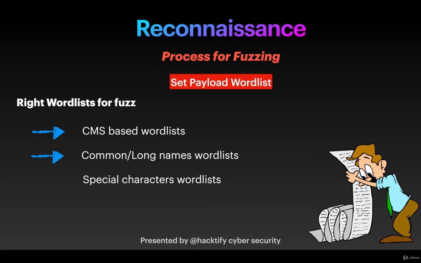Also, we are going to choose some common or long names word lists, which will be helpful in identifying those endpoints which are hidden and generally not found normally by spidering web applications. Also, we are going to choose the word list which gives special characters, through which we will be able to identify if there is some application level DOS, or some memory leakage, or if the application breaks at a certain point when we are fuzzing.